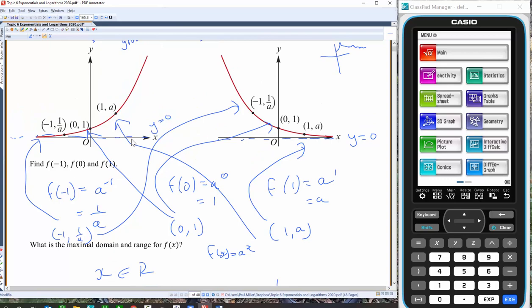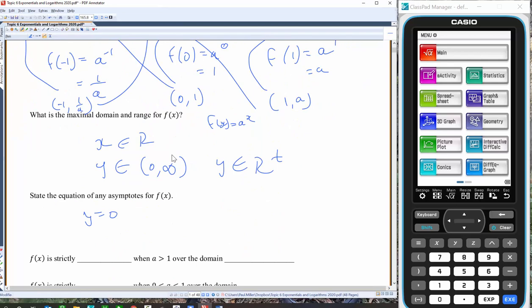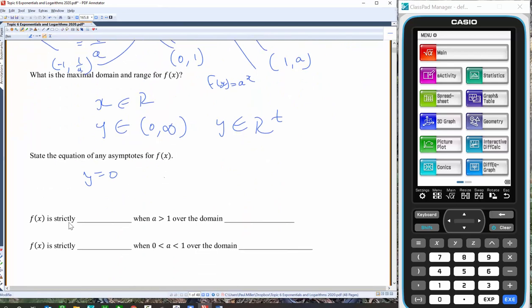And when is it strictly increasing? This is going to strictly increase when a is greater than 1, and it's going to strictly decrease when a is between 0 and 1, not inclusive of those endpoints. So f of x is strictly increasing when a is greater than 1 over the domain all real numbers. f of x is strictly decreasing when a is between 0 and 1 for all reals.